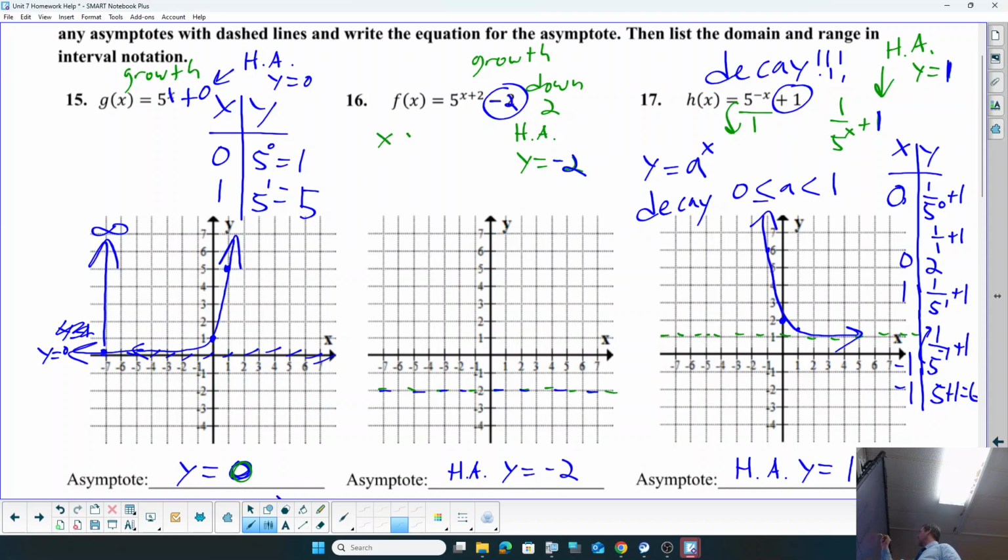And so if you do an xy table for this one, and you plug a 0 in, you get 5 to the 0 plus 2. And so 5 to the 0 is just 1, and 1 plus 2 is 3. So this is all the way up here, 3. Wow, that's really going to take off.